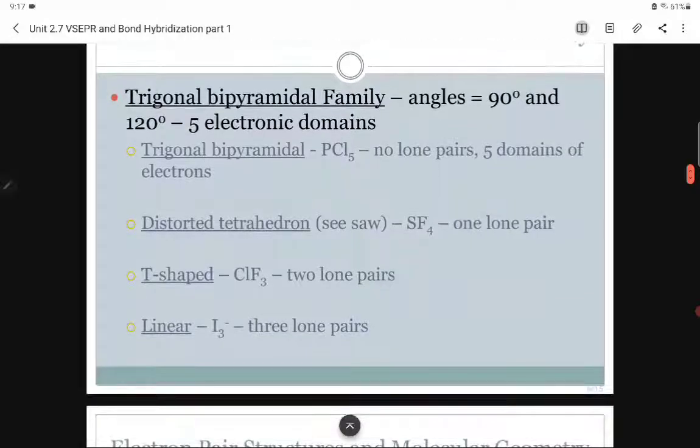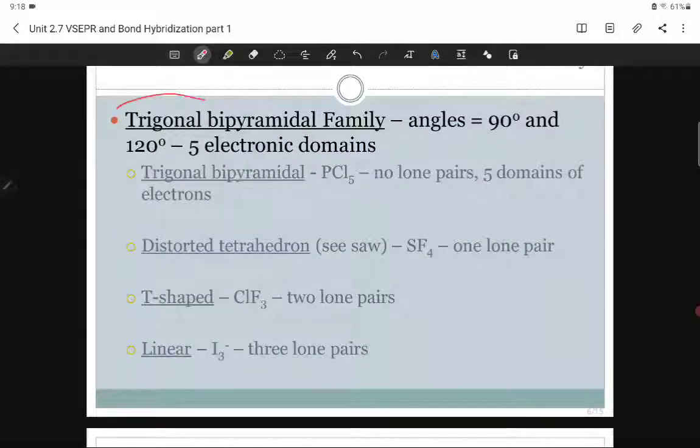Okay, so now these are expanded octets. We talked a little bit about that the other day. And this family is called trigonal bipyramidal. That's brand new for you. I definitely think you have never seen that before. And let's do trigonal bipyramidal, the actual molecular shape. And it's going to look a little crazy. And it has 5 bonded pairs.